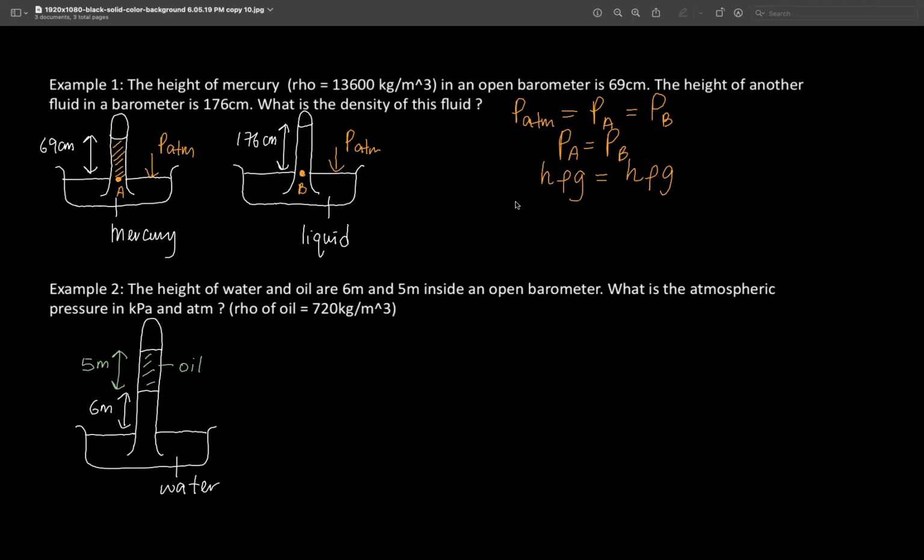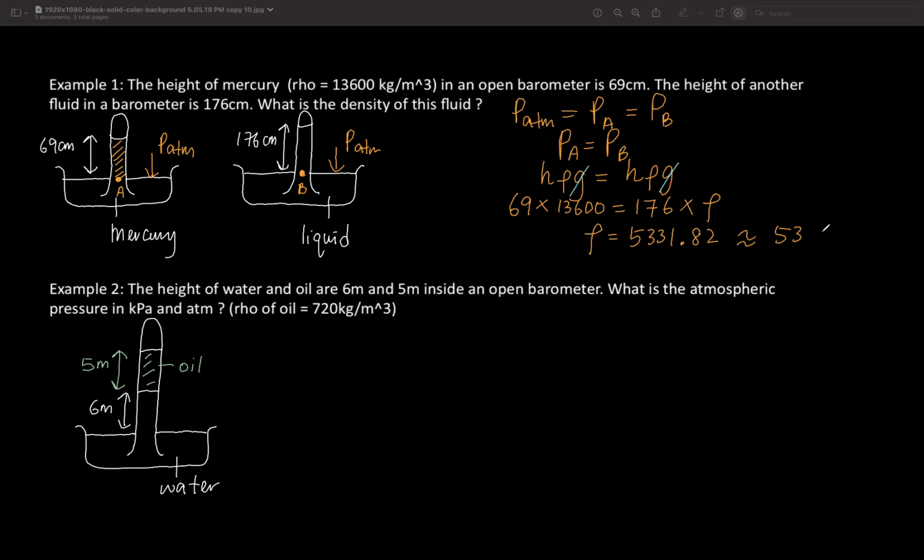Okay, so 69 times the density 13600. The G I can just cancel off. So that equals 176 times rho. Okay, so rho is equal to 5331.82, which approaches 5332.